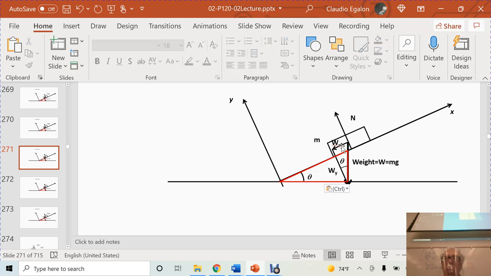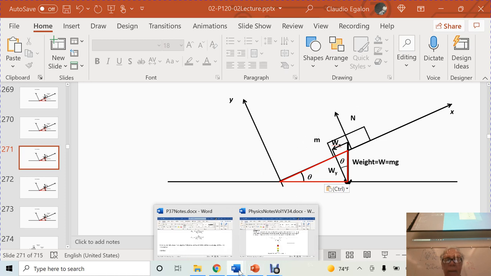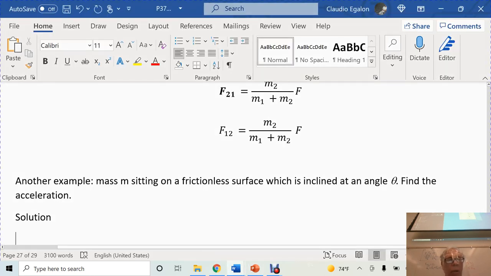And now we know what's the value of Wx. Right? Wx, that's powering the object along this surface, is going to be W, weight, mg, sine of theta. Right? Make sense? mg sine of theta. So that's the only force that's propelling this block downwards. So let's go ahead and write down our equations.